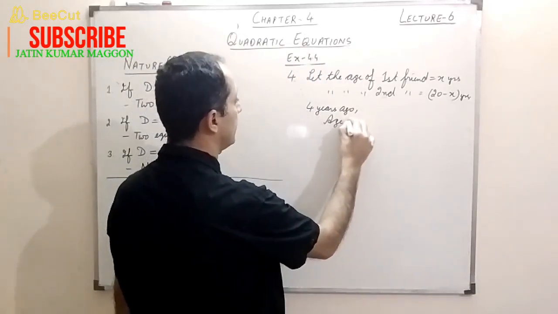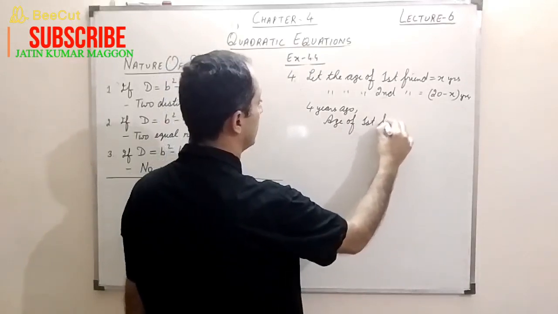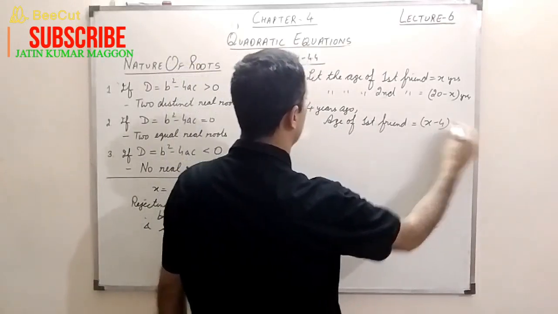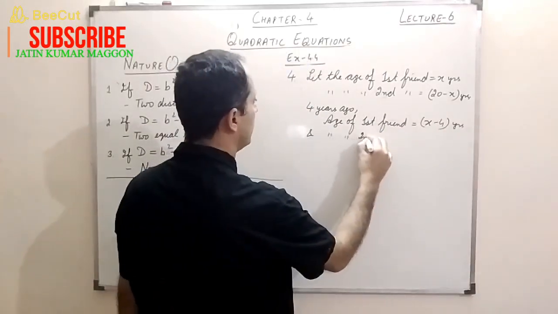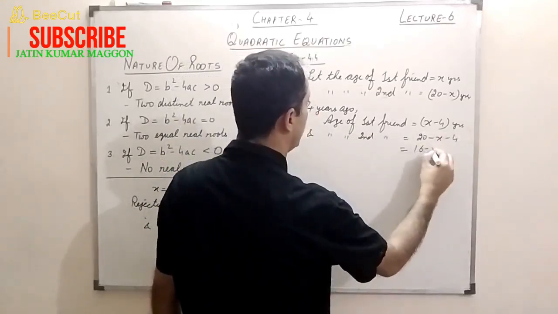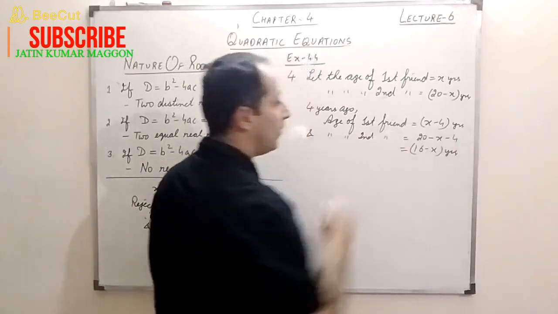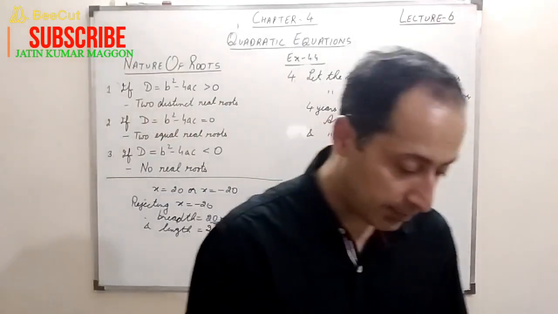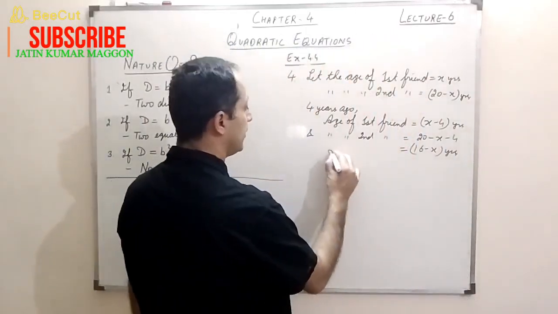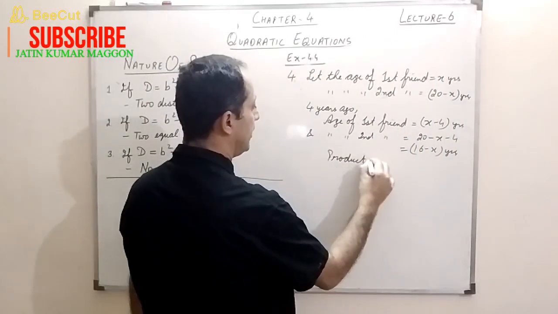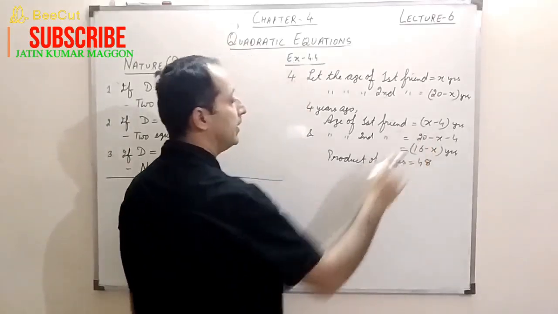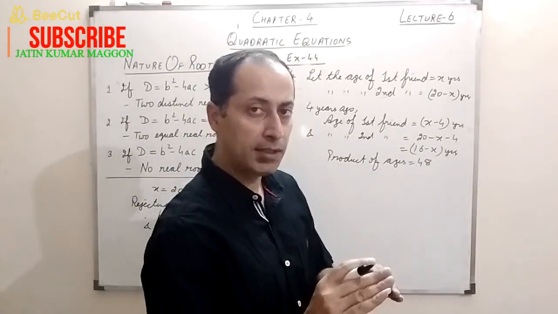age of first friend, that is x minus 4, and age of second friend, that is 20 minus x minus 4, that comes out to be 16 minus x years. Now what is the condition given to us? That the product of the ages 4 years ago was 48. Now product of ages means the ages which are 4 years ago, their product is 48.